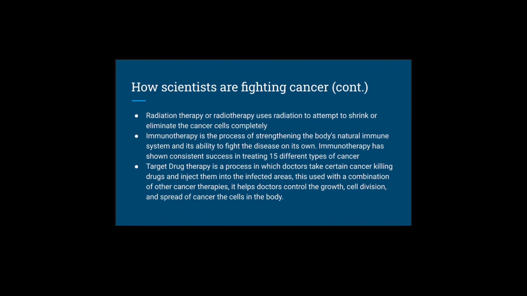Immunotherapy is the process of strengthening the body's natural immune system and its ability to fight the disease on its own. Immunotherapy has shown consistent success in treating 15 different types of cancer. Targeted drug therapy is the process in which doctors take a certain cancer-killing drug and inject it into the infected areas. This, used with a combination of other cancer therapies, helps doctors control the growth, cell division, and spread of cancer cells in the body.